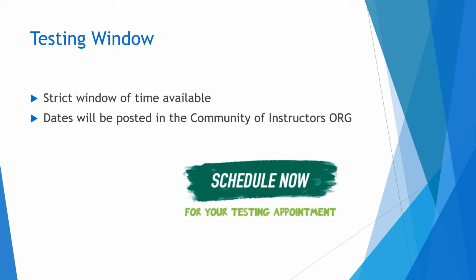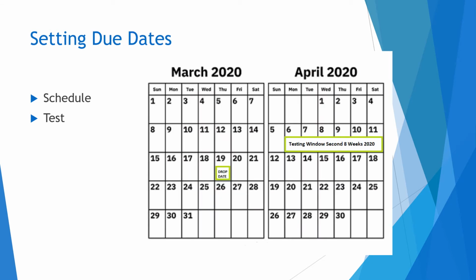Please don't allow your students to schedule their exams until the drop date has passed. They'll be denied if they try to schedule before then. For example, the second 8 weeks of spring 2020 has a drop date of March 19th with a testing window of April 6 through 11.